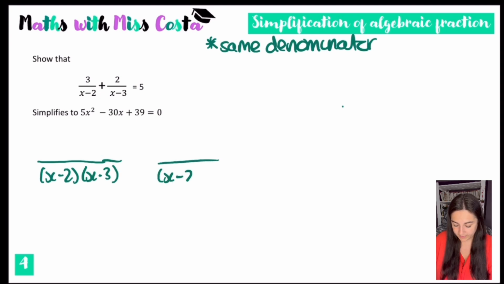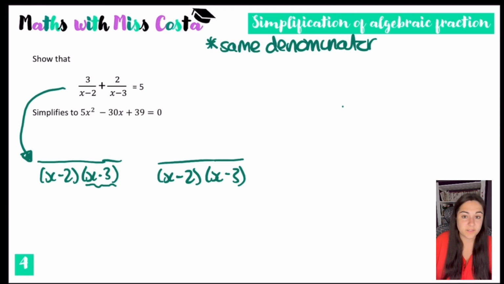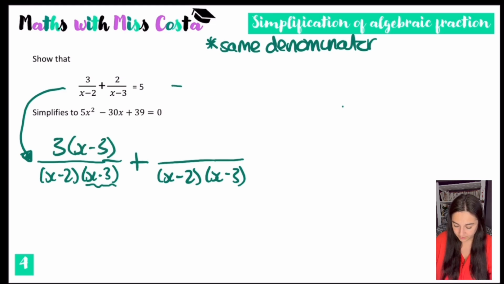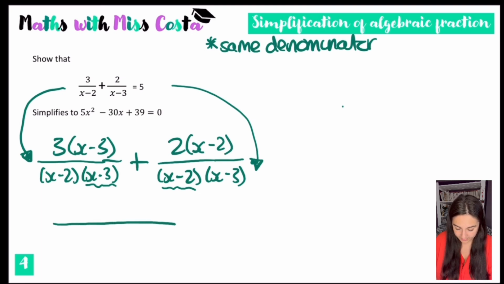And then let's think what I need to do to my fractions in order to achieve that denominator. So the first fraction has been multiplied by x take 3. And whatever I do to the denominator, I must do to the numerator to keep the fractions equivalent. So that would become 3(x take 3) plus, what have I done to this fraction? Well, I've multiplied the denominator by x take 2. So I must multiply the numerator by x take 2 as well. Now, because they both have the same denominator, I can simply add the two fractions together.